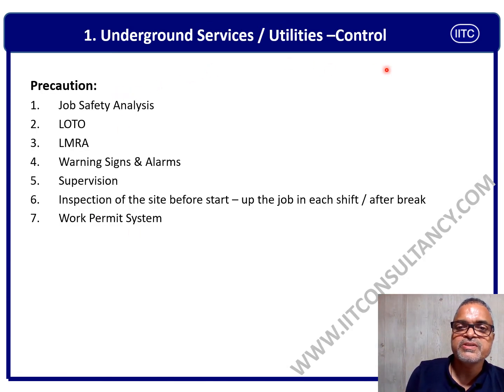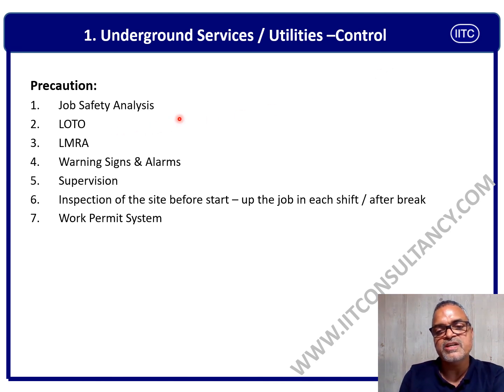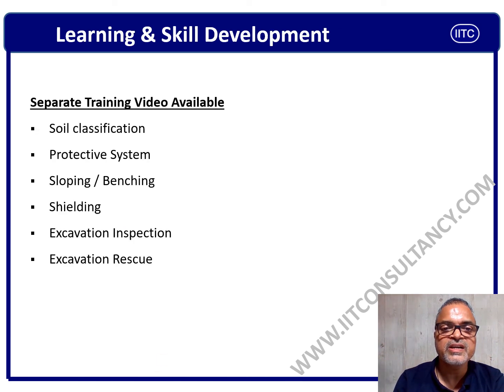Precautions for underground services, which we discussed as number one: we need to have a job safety analysis before starting any excavation to ensure that underground services and utilities are not impaired. LOTO, lockout tagout system, must be there. LMRA, last minute risk assessment, has to be there. Warning signs and alarms must be there. Supervision should be in place. Inspection of the site before the start of the job. And definitely a permit to work system should be there so that we can identify all the risks and hazards in place.